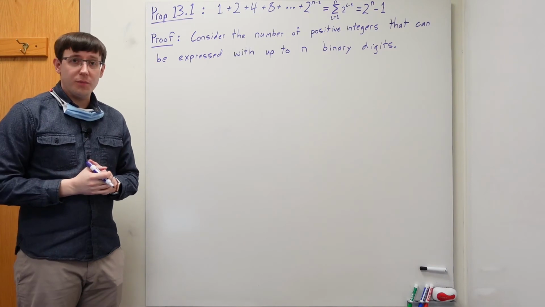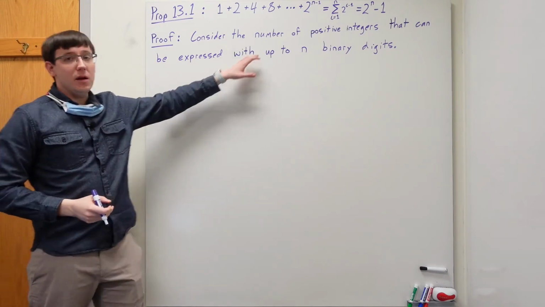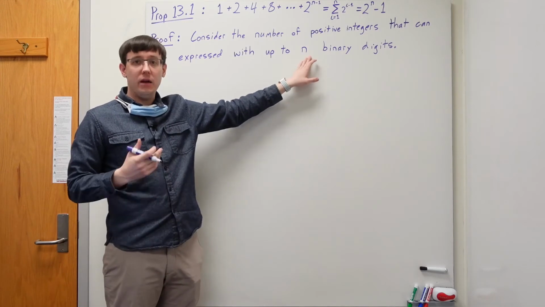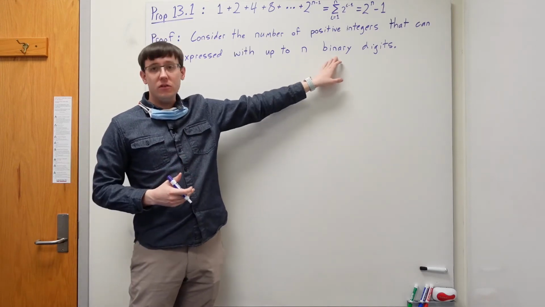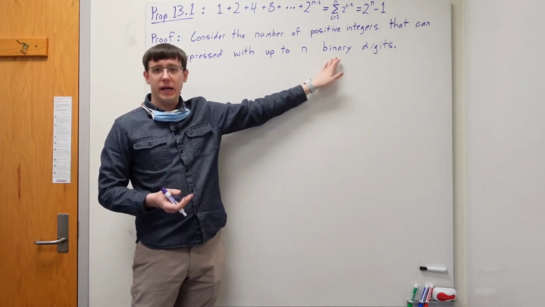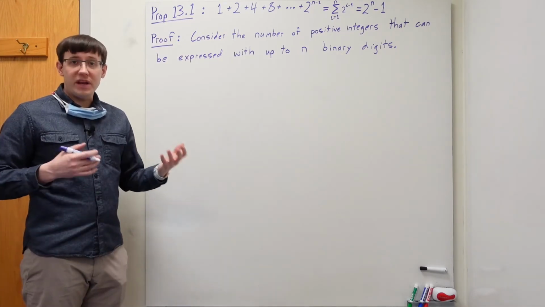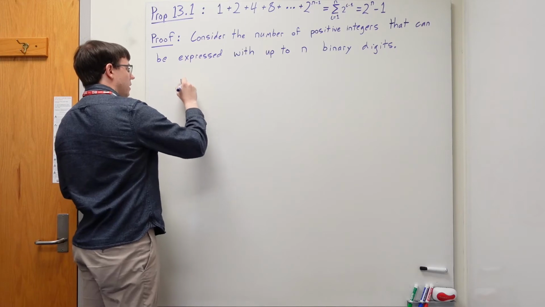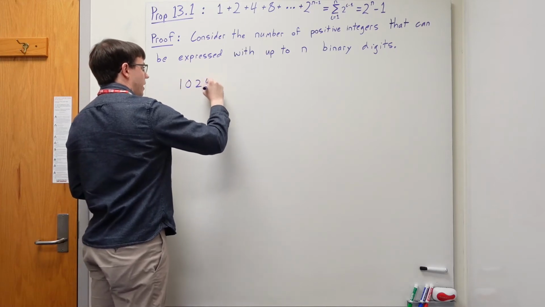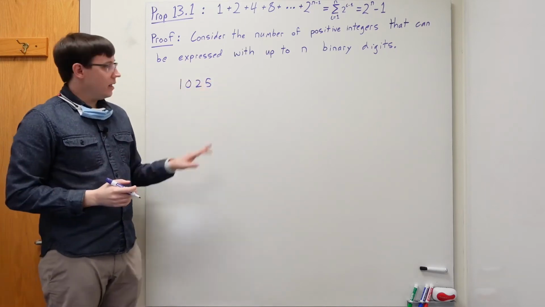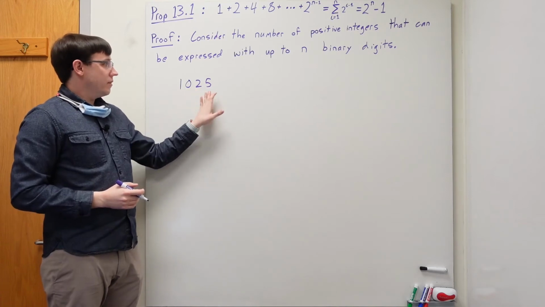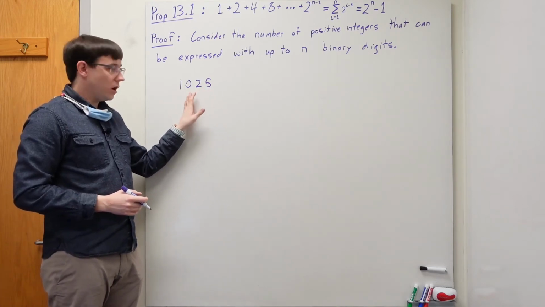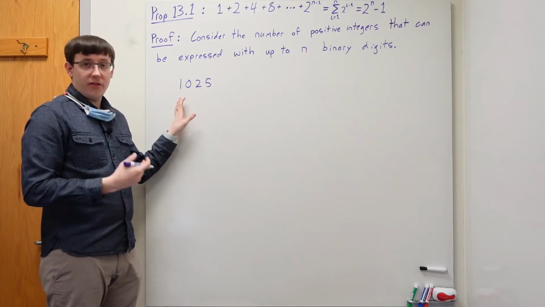The quantity that we'll be counting is how many positive integers we can represent with up to n digits in base 2, also known as binary. In our normal base 10 number system, when we write down a number like 1025, we are saying that we have 5 ones, 2 tens, no hundreds, and 1,000.